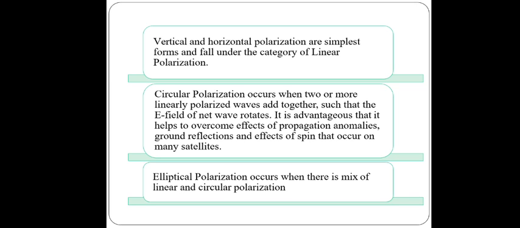In circular polarization, two or more linear polarized waves add together such that the E field of the net wave rotates. Its advantage is that it helps overcome the effects of propagation anomalies, ground reflections, and the spin that occurs on many satellites. This is the advantage of circular polarization: it reduces reflection effects. Elliptical polarization occurs when there is a mix of linear and circular polarization. Circular polarization has Ex equal to Ey, but elliptical polarization has Ex not equal to Ey, though they are perpendicular to each other.